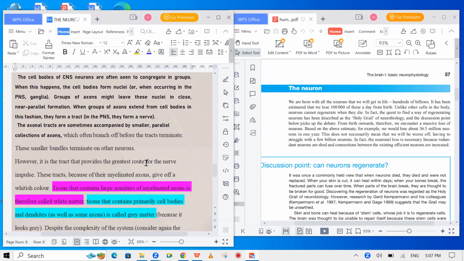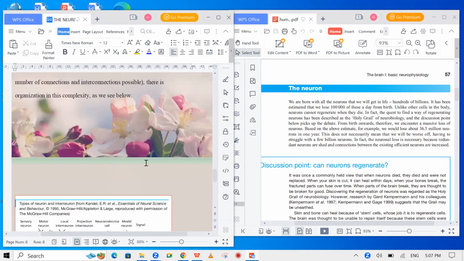The smaller bundles terminate on the neurons. However, the tissue that contains a large number of myelinated axons is called the white matter. Tissue that contains primarily cell bodies and dendrites is called the gray matter. So the white matter is different and the gray matter is different. It is gray because it has the cell bodies and the dendrites.